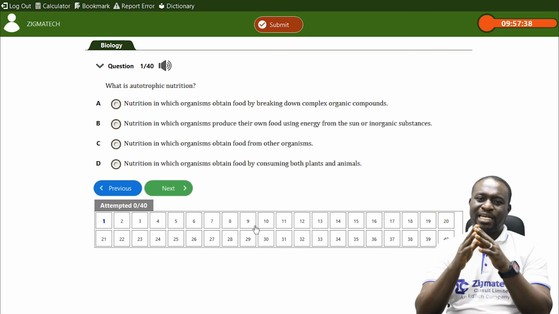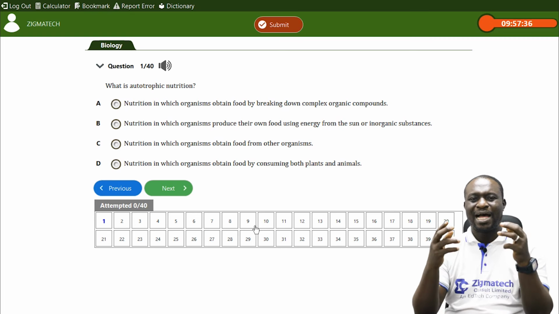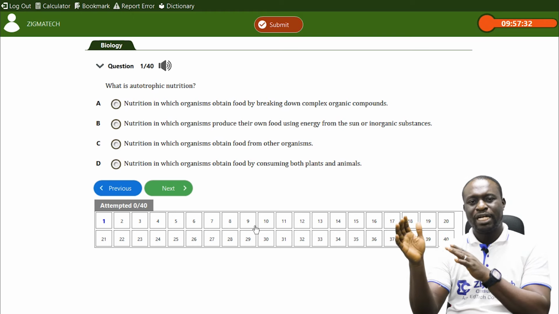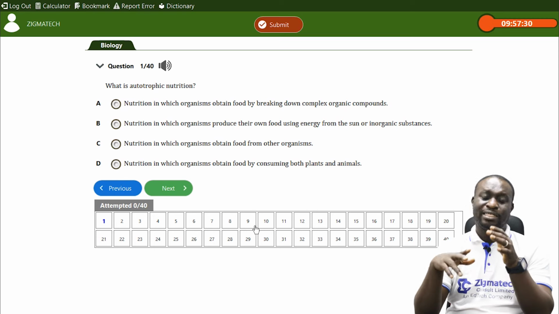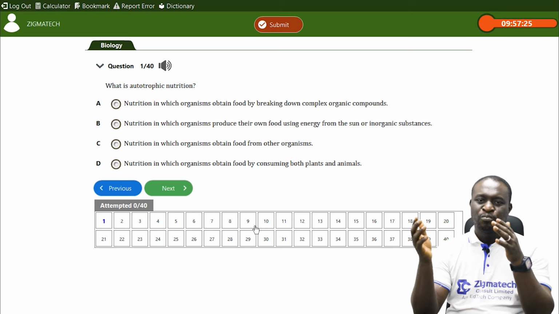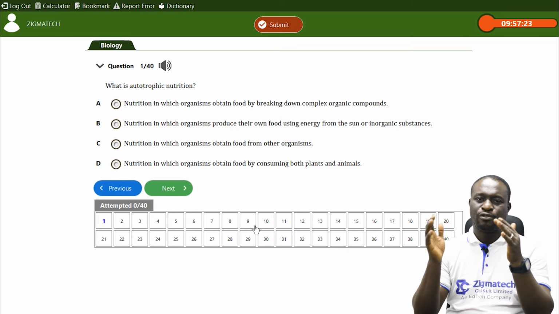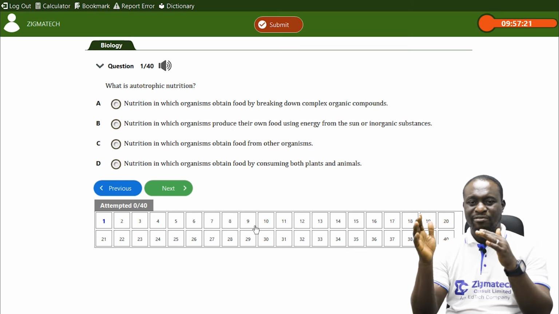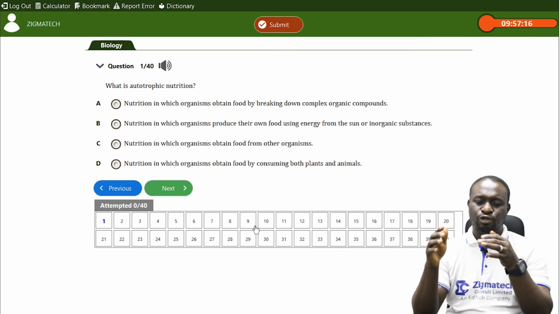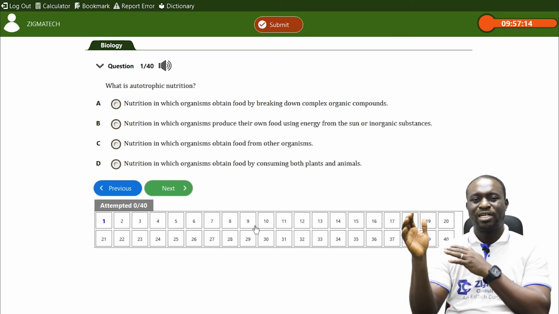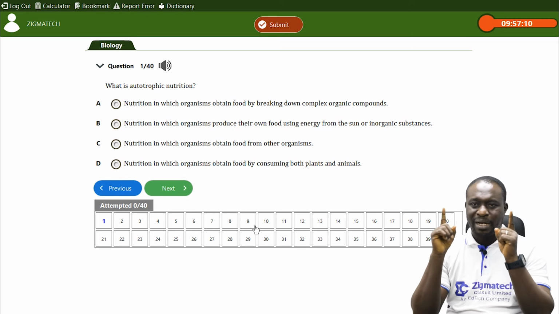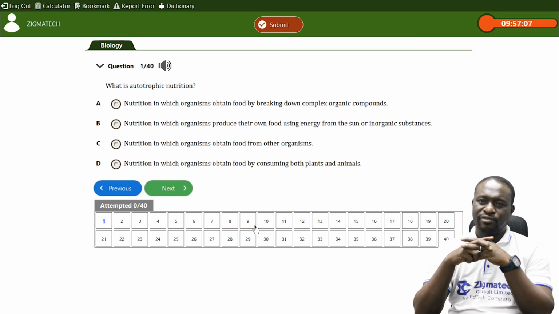It is discovered that there are some organisms that can actually manufacture their own food. They don't depend on other organisms for food, while there are also other organisms that depend on other organisms for food. So these two types of nutrition, we classify them as autotrophic for the ones which can manufacture their own food, and heterotrophic for the ones that can't manufacture their own food. Now, having that picture in mind, let's look at the options given to us.